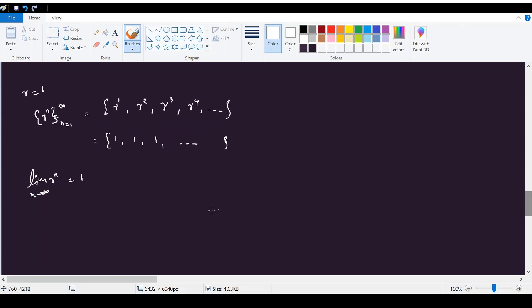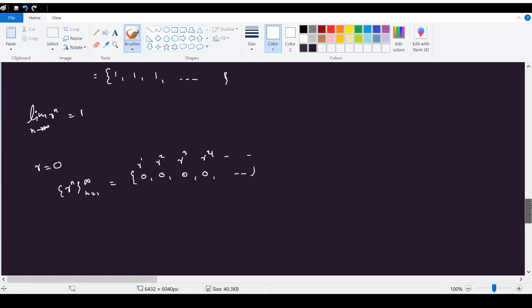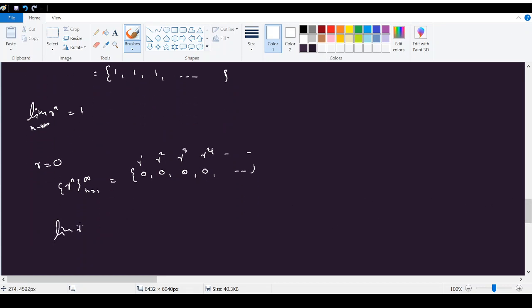And how about the case where r is equal to 0? Then the sequence will be the constant sequence with zeros as the values. This is the term r to the power 1, this is r squared, and this is r cubed, r to the power 4, and likewise. Since r is equal to 0, all these terms will be 0, and hence the limit of this sequence when n goes to infinity will be equal to 0.